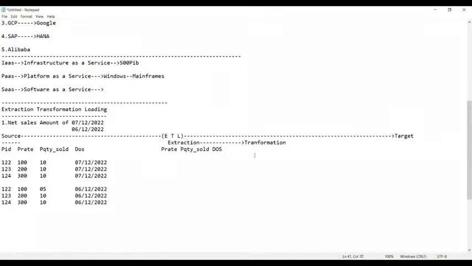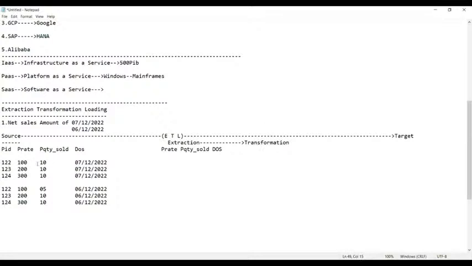Now, guys, the next process is the transformation. Can you tell me how transformation works? Transformation is the process of data summarization. So here, can you see 100 rupees is the rate, 10 is the quantity.